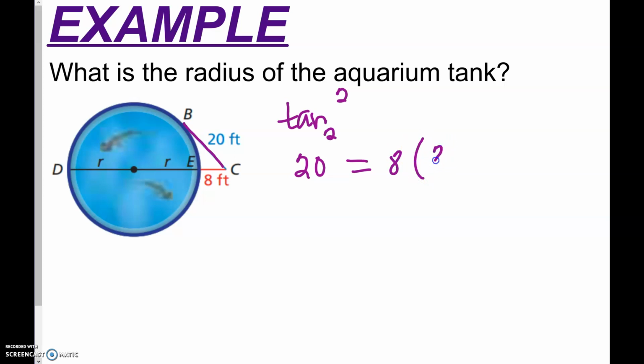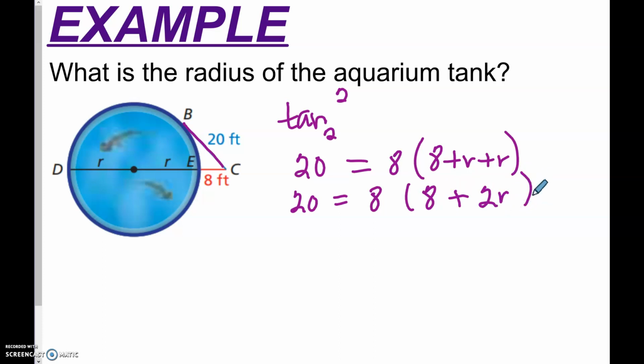So the whole thing would be 8 plus R plus R. And I'm just going to simplify inside here. So I have 8 plus 2R. Okay, now I'm going to distribute. So I have 8 times 8 is 64 plus 8 times 2 is 16R.